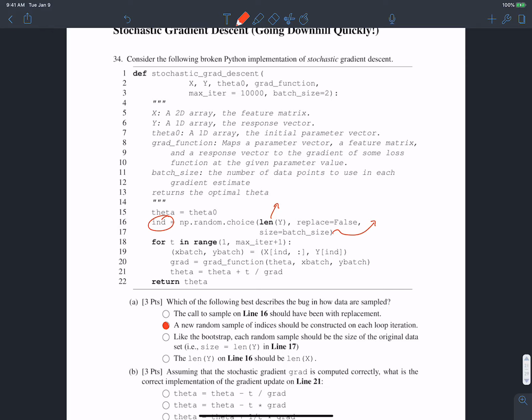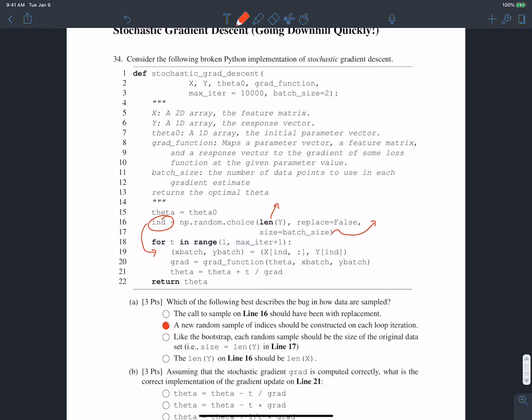But the issue is we're not creating these indices on each iteration. We're only picking these random indices once and sticking with that throughout our iteration. So the batch is essentially constant throughout our iteration, when what it's supposed to be is randomly reshuffled in each of our iterations. So this line where we're creating the indices should actually be inside the for loop.